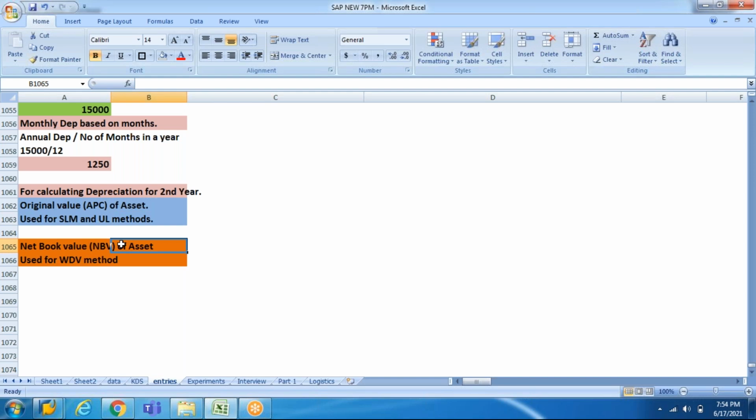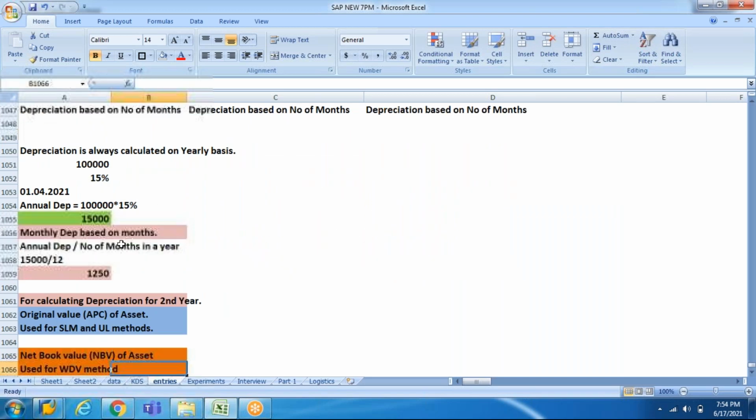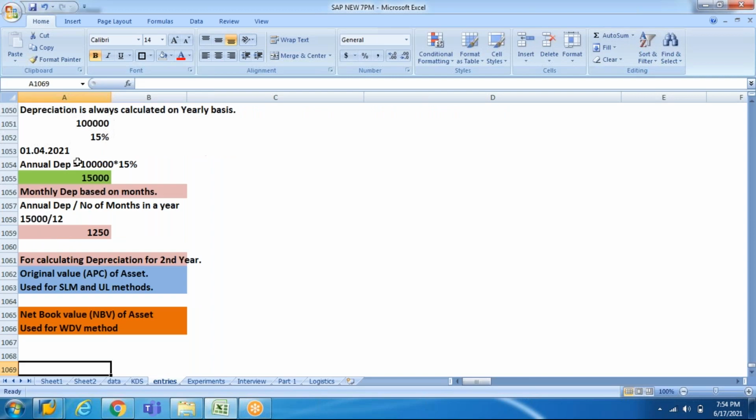Depreciation is based on the original value. The original value is nothing but the cost price of the asset, or the purchase price of the asset. What is the asset that we purchased? What is the value? 1 lakh. So for the second year also you will have to calculate depreciation on 1 lakh only. Again 1 lakh into 10 percentage divided by 12 months. You will get the same figure, 1,250 per month, and yearly depreciation is again 15,000. Correct?